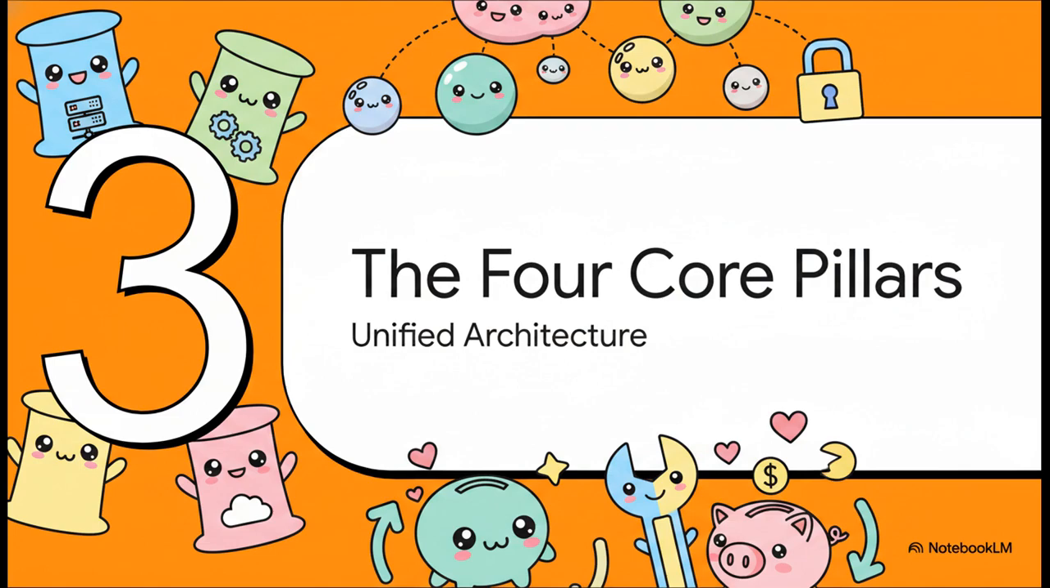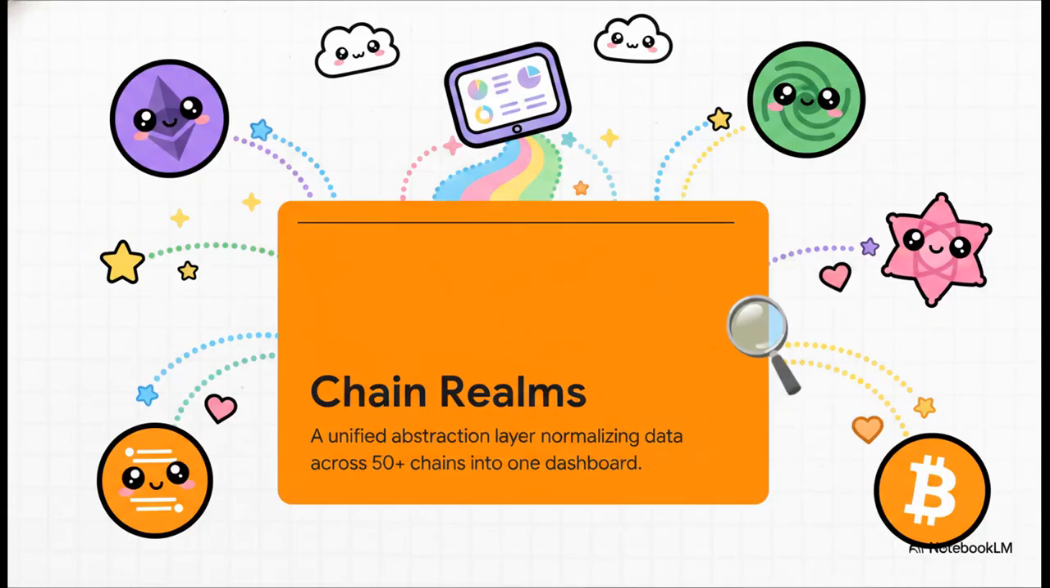Moving into part 3, let's unpack the unified architecture and look at the 4 core pillars making this happen. So pillar number 1 is called Chain Realms. Think of it like a magical, universal remote for blockchain. Instead of giving yourself a headache juggling dozens of RPC endpoints and separate block explorers for Ethereum, Solana, or Bitcoin Layer 2s, Chain Realms acts as a unified abstraction layer. It normalizes all of that messy, fragmented data into one clean, real-time dashboard.